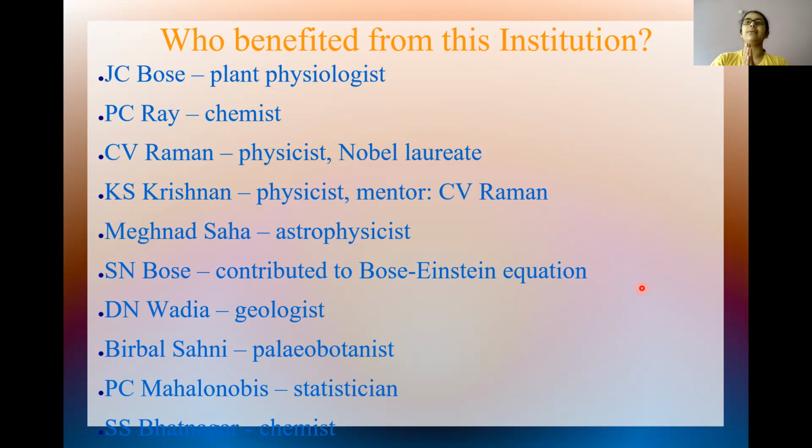And there was K.S. Krishnan from Kerala, whose mentor was C.V. Raman. Then there was Meghnad Saha, an astrophysicist like our Dr. Kalam. And then there was S.N. Bose. He contributed to the Bose-Einstein equation, which became a very famous thing in all parts of the world. Then there was D.N. Wadia, who was a geologist.